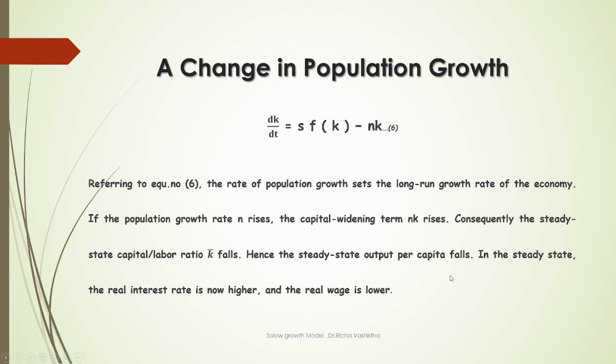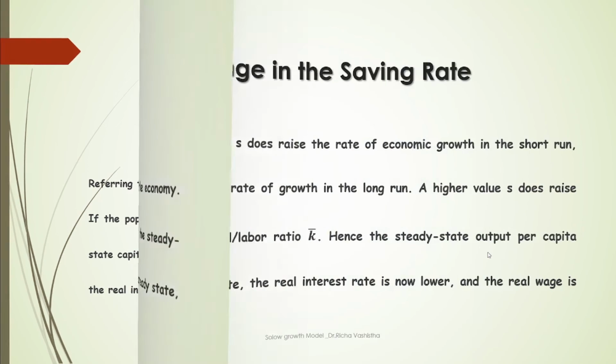In the steady state, the real interest rate is now higher, but the real wage will be lower because of the fall in output per capita. So this happens when the population growth rate increases.